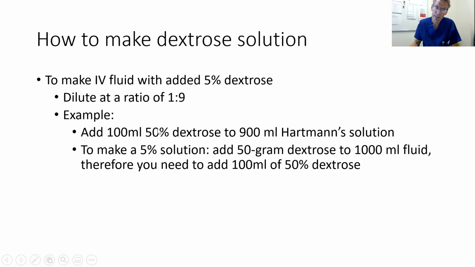Why is that? Because 100 mils of 50% dextrose is 50 grams of glucose, and 50 grams of glucose per 1,000 mils is 5% glucose, right? 50 grams per 1,000 mils is 5%. That's how you make up a 5% solution. 50 grams of dextrose to 1,000 mils of fluid. Therefore, you need to add 100 mils of 50% dextrose, because 100 mils of 50% dextrose is 50 grams of dextrose.